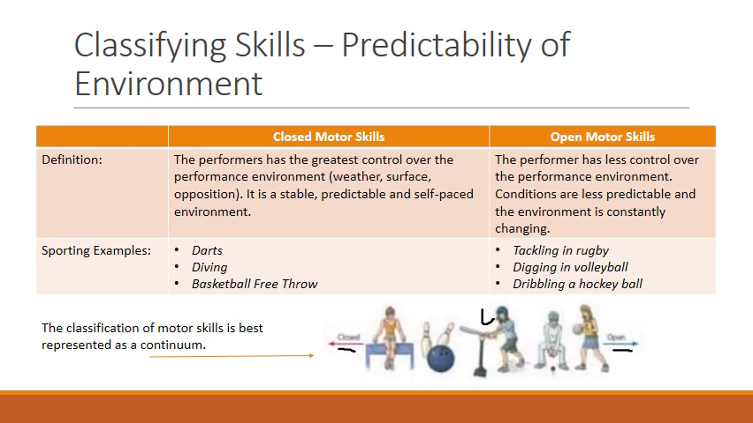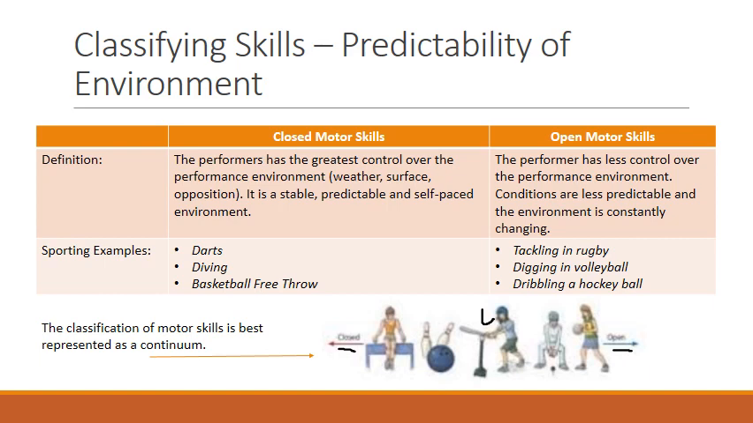An open motor skill is your most common sort of skill in your team sports. Anything with an opposition is really an open motor skill environment. So we say in this environment, the performer has less control over their environment. The conditions they're performing in are less predictable. The environment is constantly changing. So if you're making a tackle in rugby, you've got the person running at you, they might have support players, they might be able to step, they might be able to run faster, run slower, pass the ball.